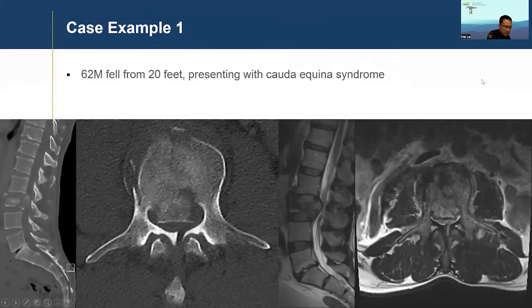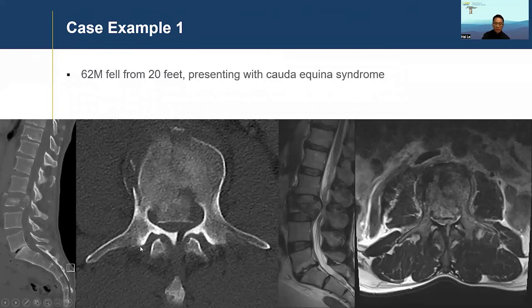So we can take some time to go over some case examples. Okay, so this is case example 1. This is a 62-year-old male who fell from 20 feet, presenting with cauda equina syndrome. So you can tell that this is a relatively young gentleman with a very high energy mechanism, falling from 20 feet, right? Otherwise, relatively healthy. But you already know that the neurologic status is cauda equina syndrome. So this is a very serious condition that should probably be addressed sooner rather than later.